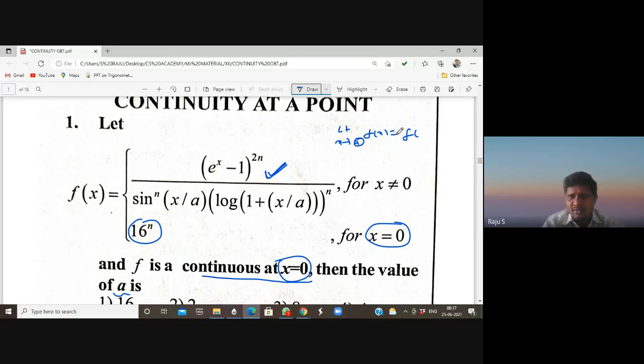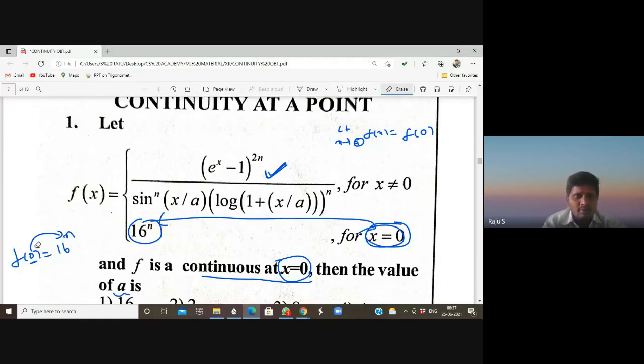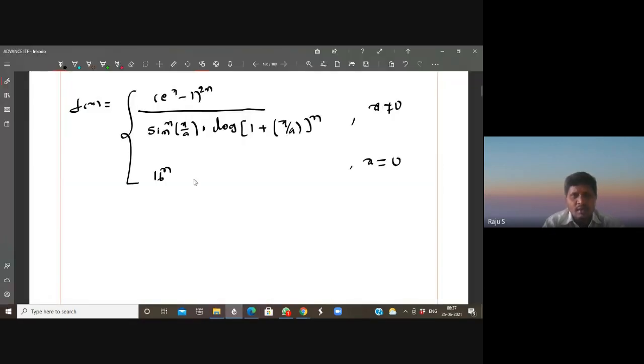Like limit x tends to 0, f of x is equal to f of 0. The f of 0 value they already gave: 16 power n. You should not substitute 0 in place of n. 0 belongs to the x value, x is equal to 0. There is no x, it is n. Very simple. Find the limit as x tends to 0 and the function value. Clearly observe here, f of 0 value is 16 to the power of n.